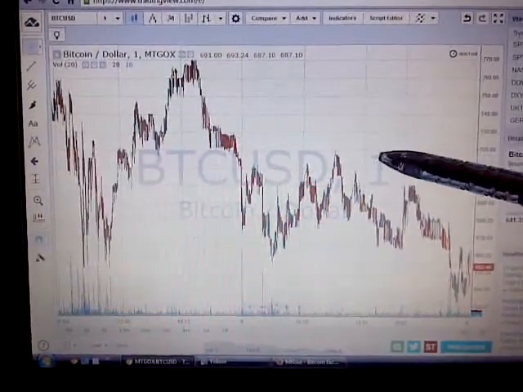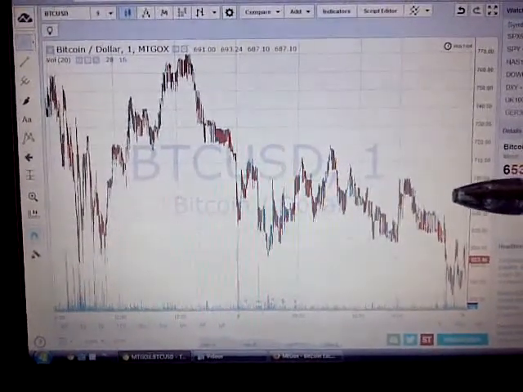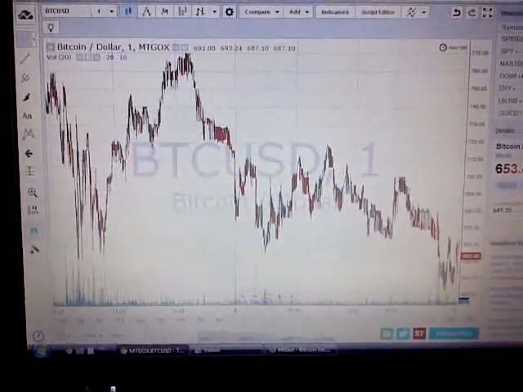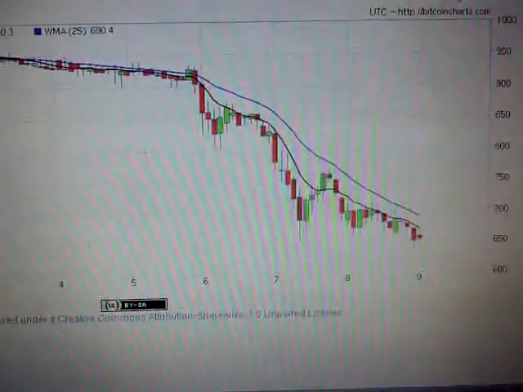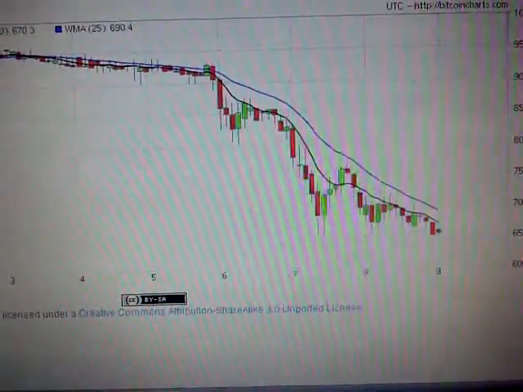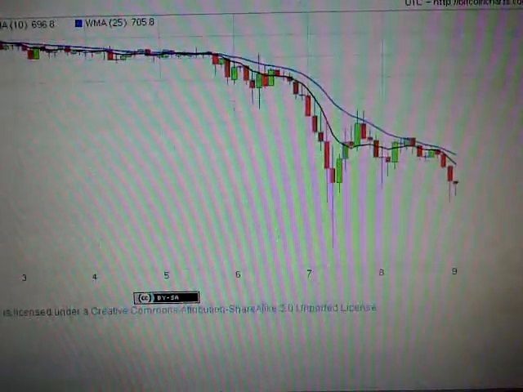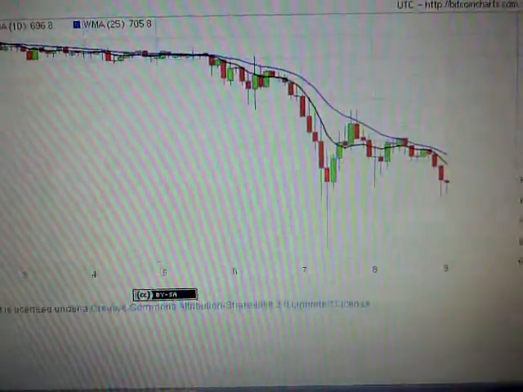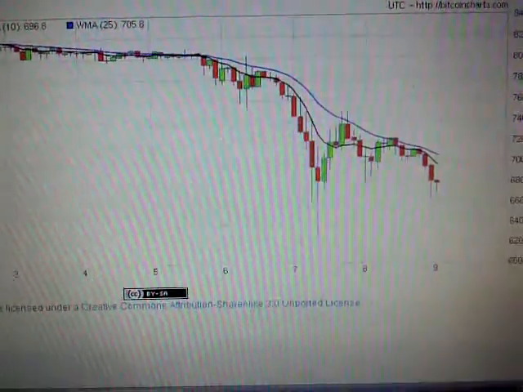Too much information can paralyze you, and in the end, what I've learned is something as simple as two lines crossing each other. Makes a lot of sense, and so simple, and so it's really easy to read, is my point.